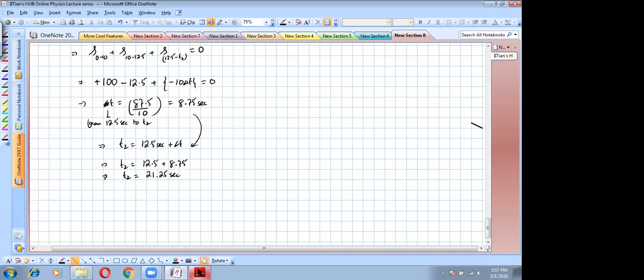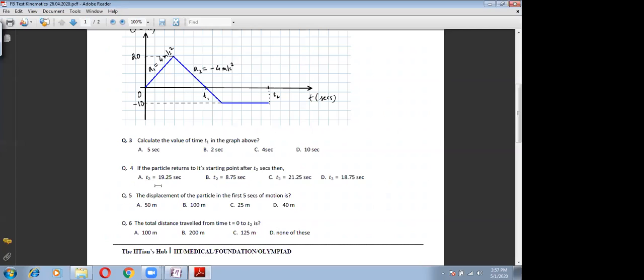Okay, so let's go back to the question paper and understand what else has been asked here. So this is done, third is done, fourth is done. Now next we have to look at the 0 to 5 seconds. So that's also done. This will be 50 meters. And total distance traveled.